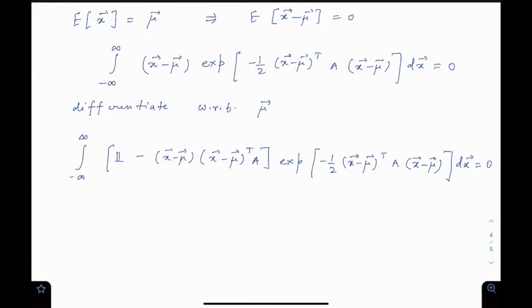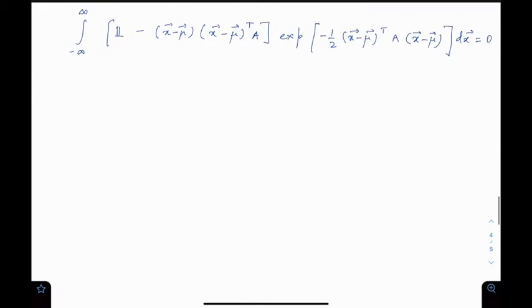So this can be rewritten in terms of expectation, because we are multiplying something with the probability density function, and we are taking the integral from minus infinity to plus infinity. So this is nothing but the expectation of identity minus x minus mu times x minus mu transpose times A, and this should be 0.